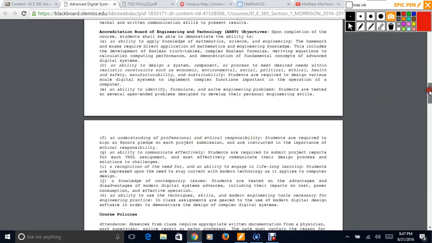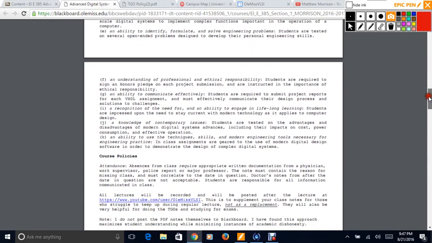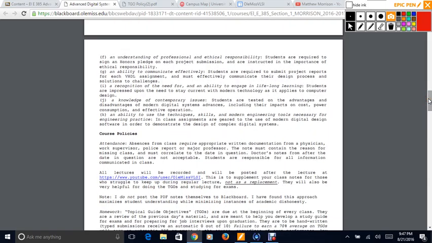I will be going into quite a bit about what you are expected to do in terms of your academic integrity and your academic dishonesty. G, an ability to communicate effectively. You'll be required to do that in write-ups. A recognition of the need for and an ability to engage in lifelong learning, a knowledge of contemporary issues, and an ability to use the techniques, skills, and modern engineering tools necessary for engineering practice. We will emphasize this one quite a bit in this class.